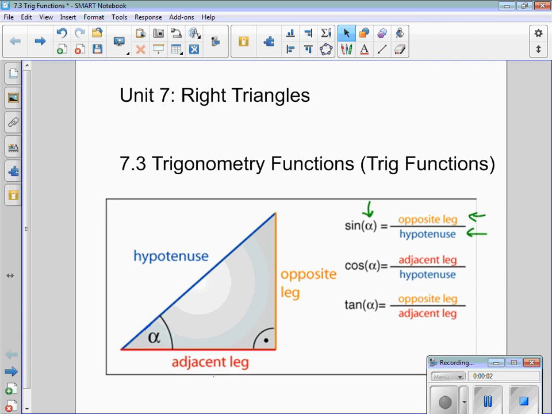Everybody, this is Mr. Munson, Unit 7, right triangles, 7.3 trigonometry functions. Okay, so we have three trig functions, and these three trig functions relate together in one equation, one angle and two sides. And the two sides are chosen by whatever angle we're looking at.